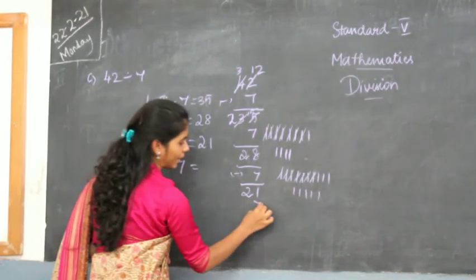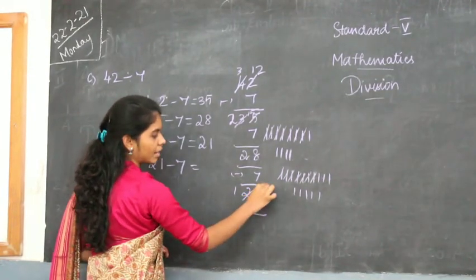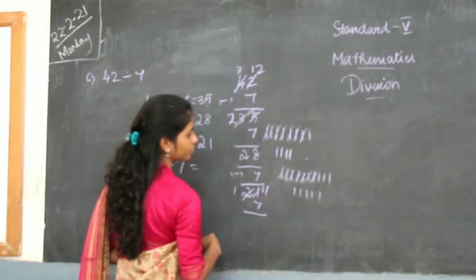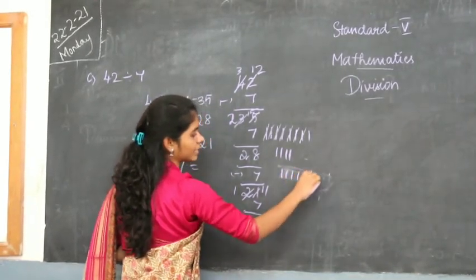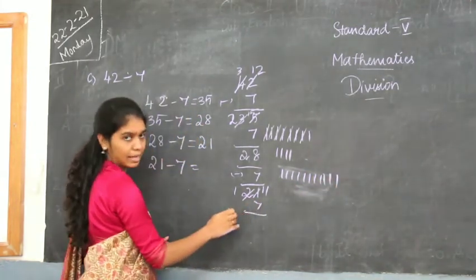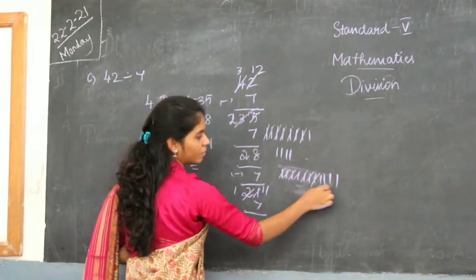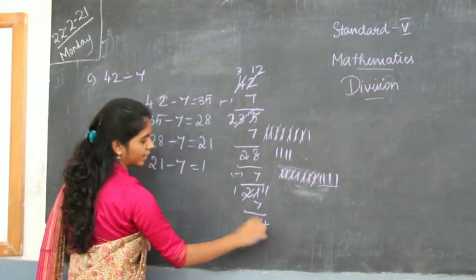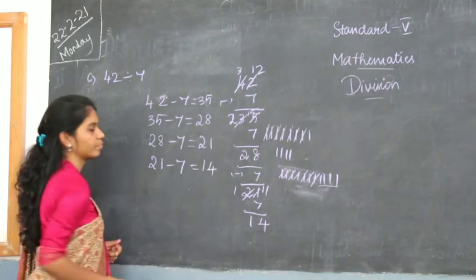So 21 minus 7 will be, this becomes 1 and this becomes 11. 11 minus 7. 1, 2, 3, 4, 5, 6, 7. So remaining is 4. So 4 you will get here and 1 you will get here. So the answer is 14.